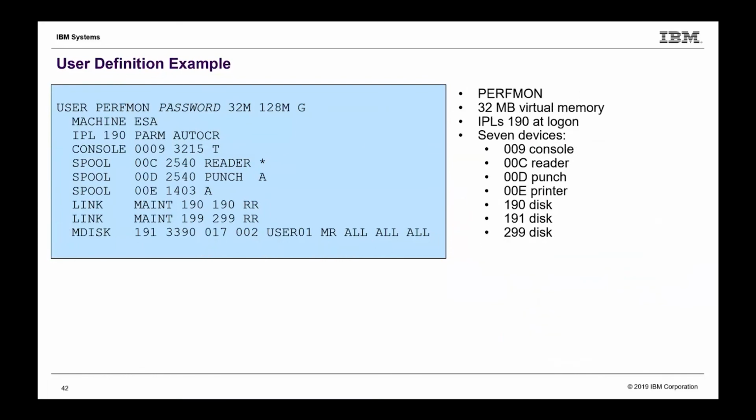Right. So when I'm all said and done, perfmon's going to start up. It's going to have 32 meg to start with. It's IPLing 190 at logon, and it's going to have those 7 devices access to it.